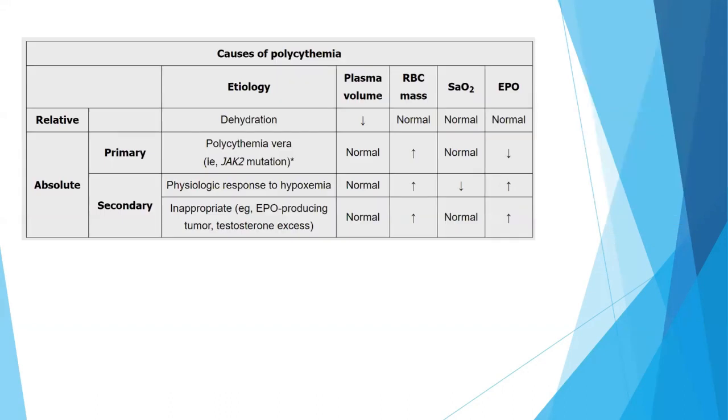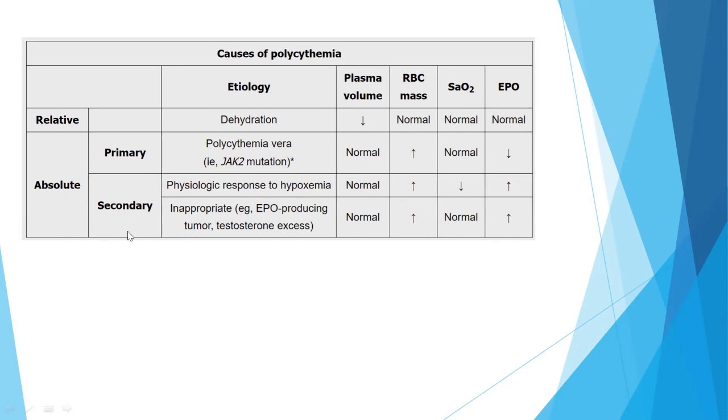So before we end this video, let's review this chart once. So in case of relative polycythemia, which may be due to dehydration, the plasma volume is low, the RBC mass is normal, oxygen saturation is normal, and EPO is normal. But in case of absolute primary polycythemia, which may be due to polycythemia vera or JAK2 mutation, the plasma volume is normal, but the RBC mass is increased and the EPO production is decreased. So in case of secondary absolute polycythemia, it may be due to a physiological response to hypoxemia, in which the RBC mass is increased and oxygen saturation is decreased, and it is due to the effect of EPO.